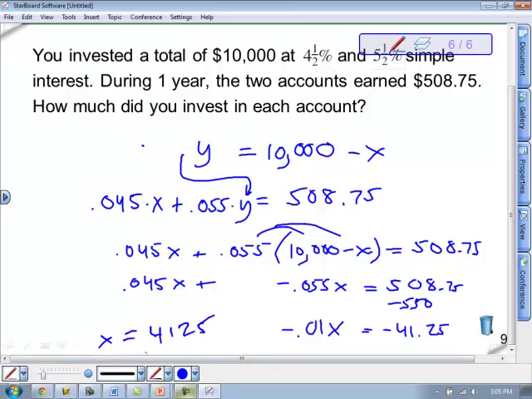So that's how much money is in account X. And then obviously just take 10,000 minus the 4,125 to find out what's in account Y. And that gives us 5,875 in account Y. So there's the amount of money that must have been put into each account.